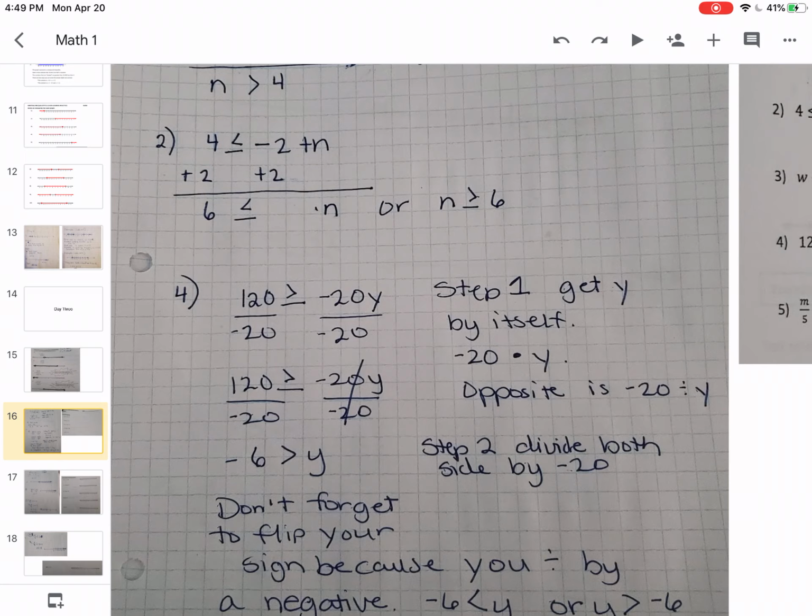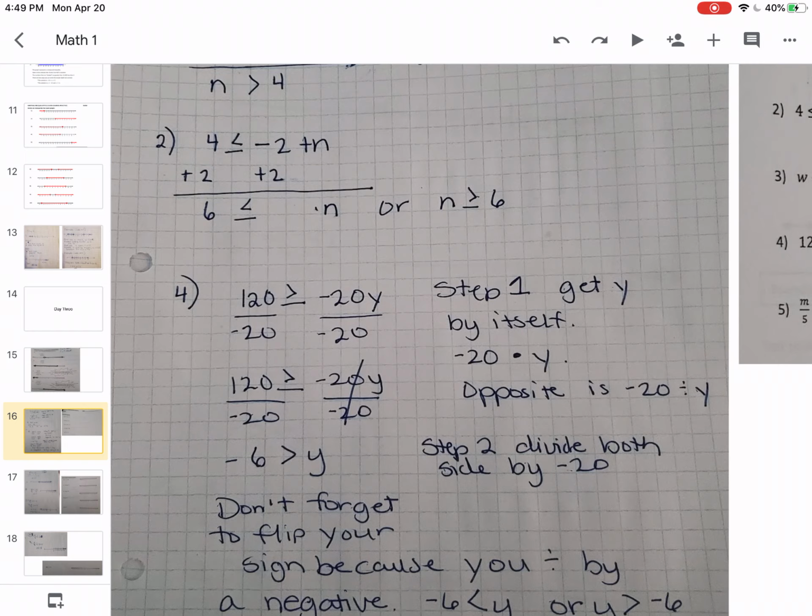Okay, since we have negative 20 times y, the opposite is negative 20 divided by y. So you're going to divide both sides by negative 20. Then you're able to cancel out the negative 20s, and that leaves you with y, okay? And then negative 20 goes into 120 negative 6 times.